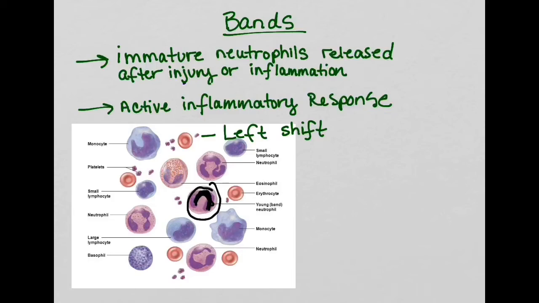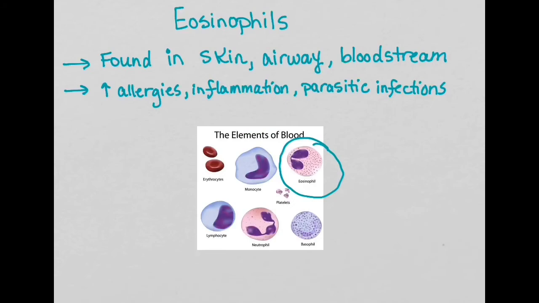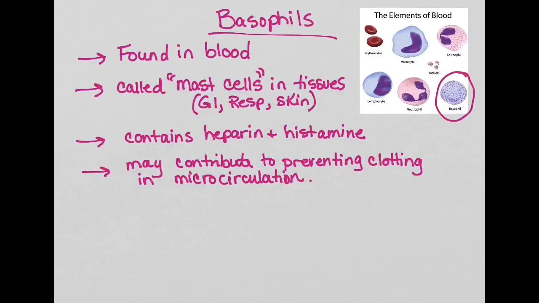Not every CBC with differential will show bands, because if there are bands, that tells me there's an infection. If there are no bands and no neutrophils, that's a good thing, because that tells me that this person does not have anything in the bloodstream to be septic. Eosinophils are found in skin, airway, and the bloodstream. Most commonly we see this with allergies. They can also be seen with inflammation, which coincides with allergies a lot, as well as parasitic infections, which are not as common.